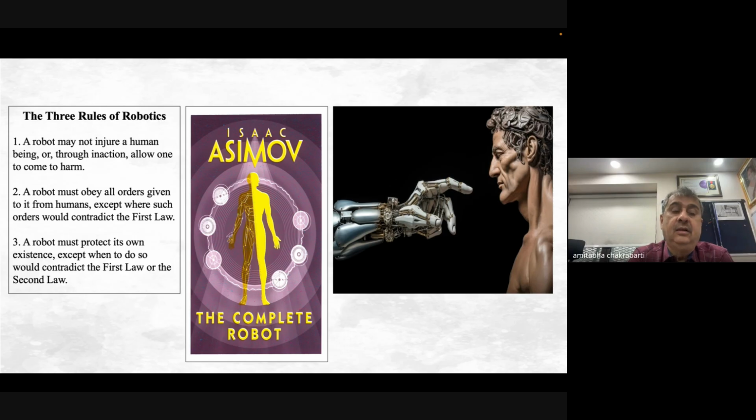Rule two is that a robot must obey all the orders given to it by humans, except where such orders would contradict the first law. If there is any step that would harm a human, the robot won't follow it. The third rule is that a robot must protect its own existence, except when doing so would contradict the first or second law. So these are the three rules of robotics, and they are still pertinent in our practice as well.